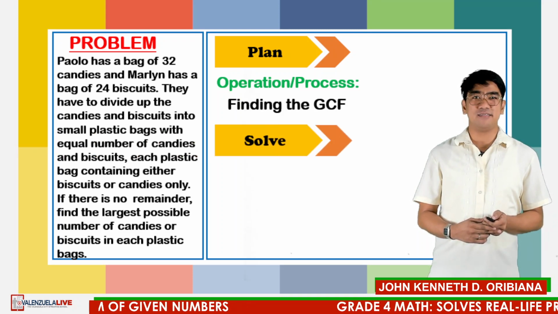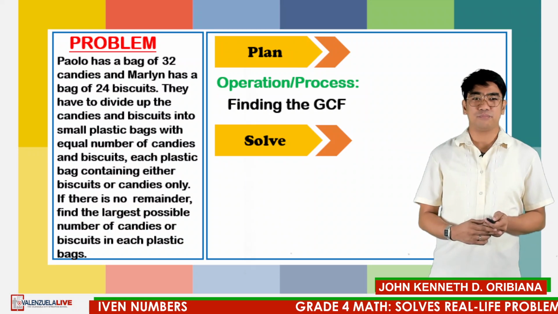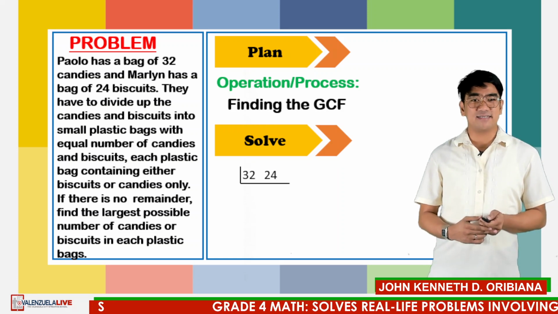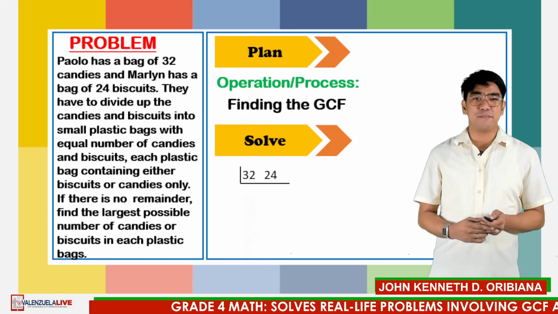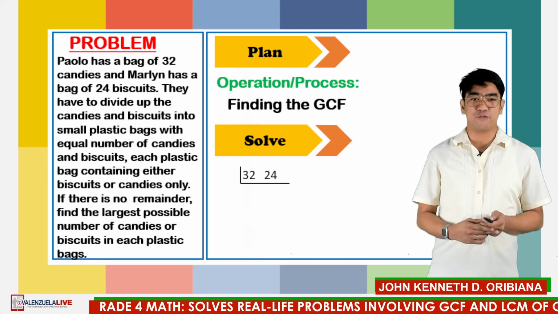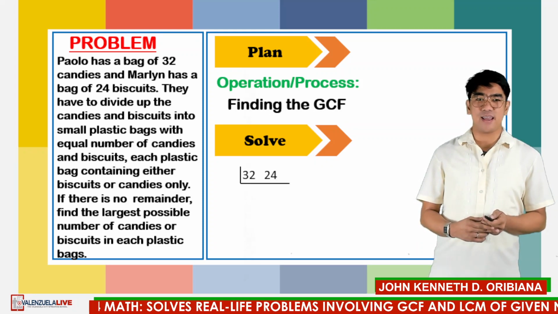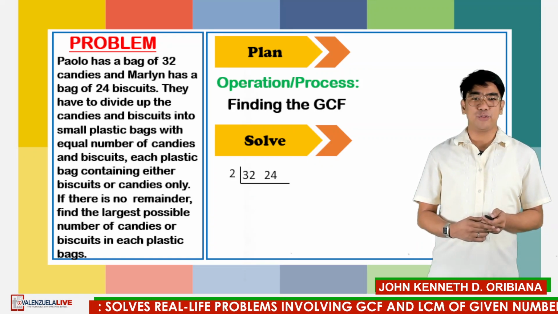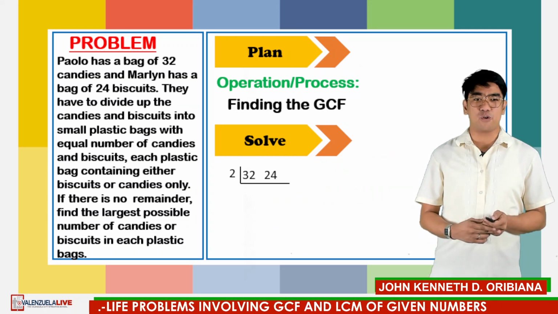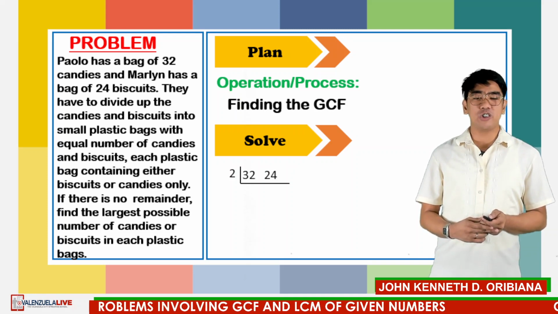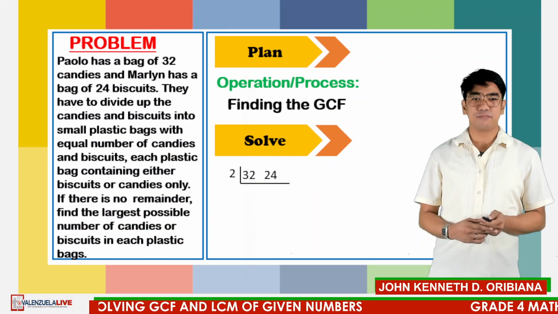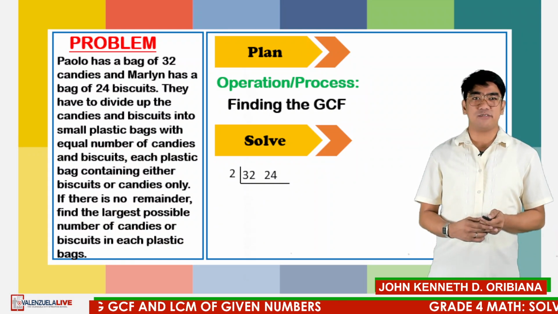Next to plan is to solve. Okay, we can write the numbers in horizontal line like this. Determine a common prime factor that will divide both 32 and 24. And the prime factor is, very good, 2. Write the common factor on the left side of 32 and 24, then divide. Write the quotient below the numbers. And then repeat the process.